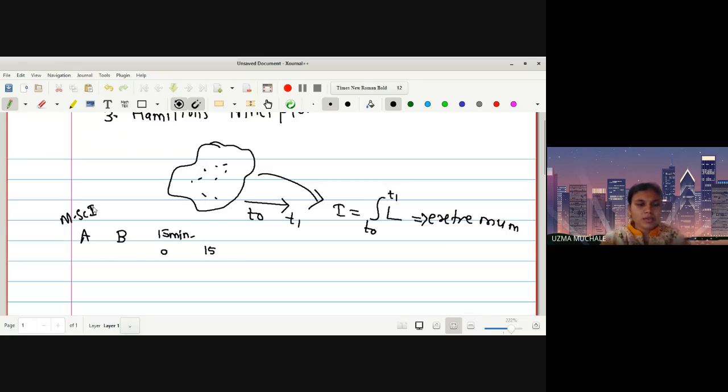So the MSc first year students are nothing but the dynamical system of n particles, allowed to move from point A to B within the time interval t0 to t1, meaning 15 minutes. So this will be extremum. The dynamical system will choose a path in such a way that the line integral of the Lagrangian is extremum. This is not just a theoretical part; I will explain how the system will choose this path.